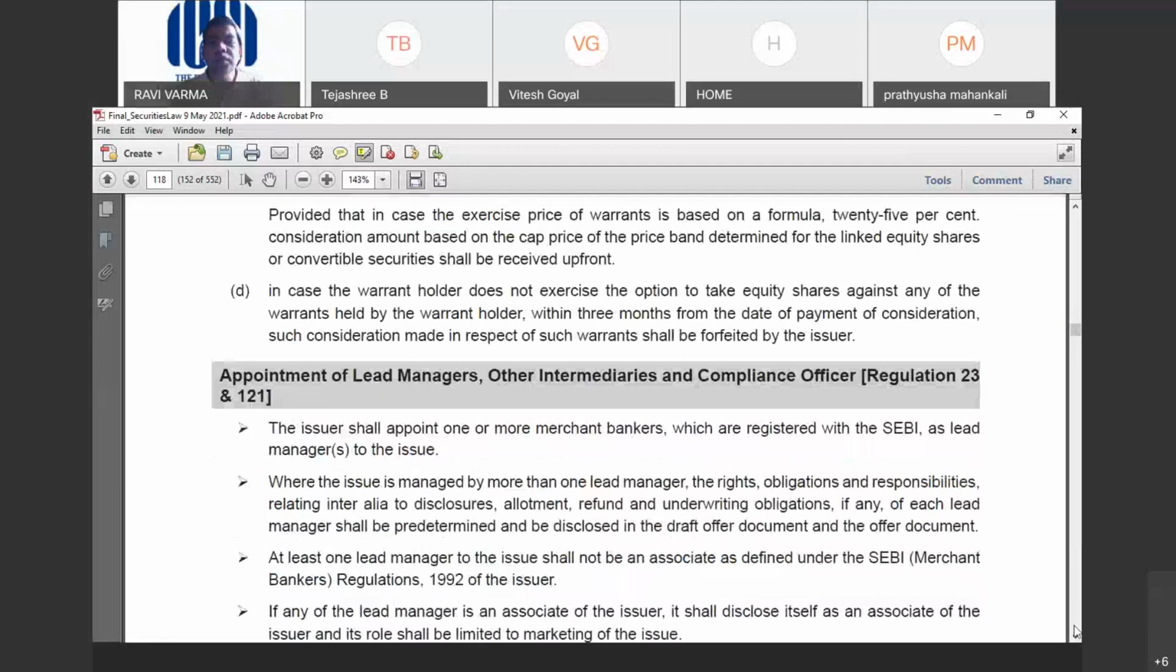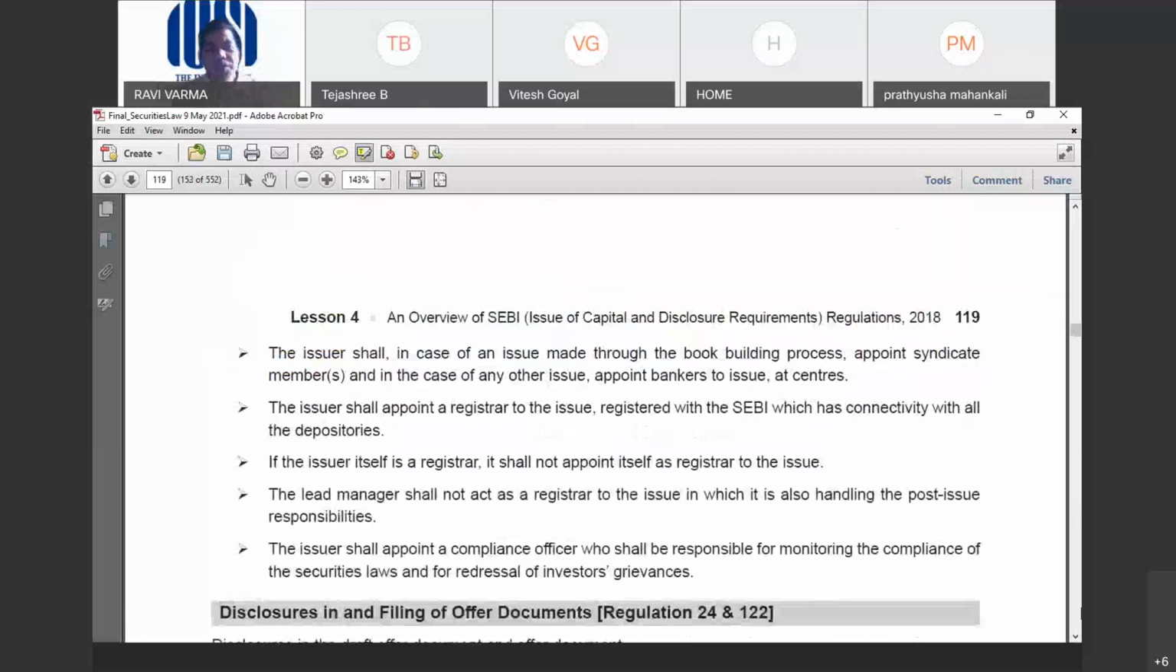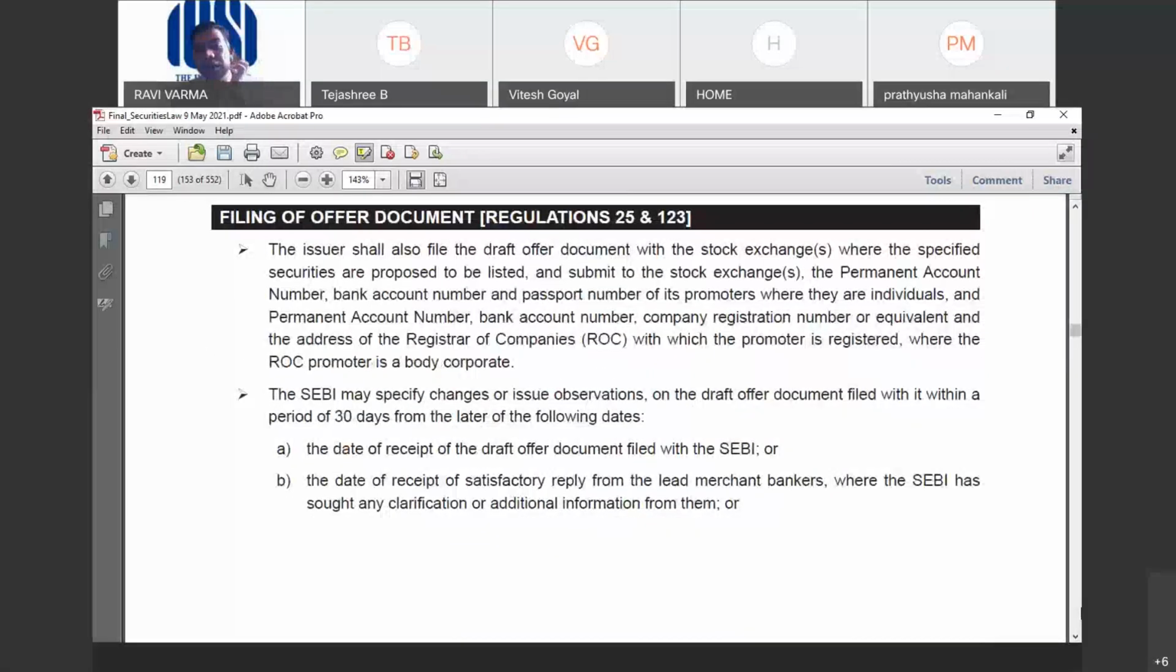118 talks about appointment of intermediary. You will appoint lead manager, you will appoint bankers, you will appoint compliance officer, which I already told you, right? So basically, now what we are doing, we are understanding the flow. See, flow becomes so easy for us.